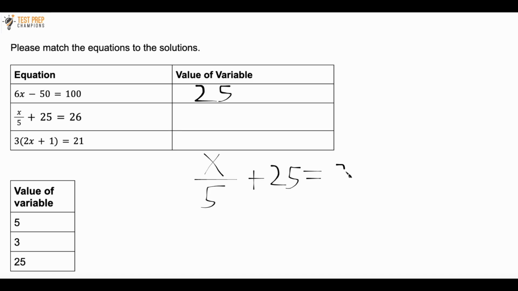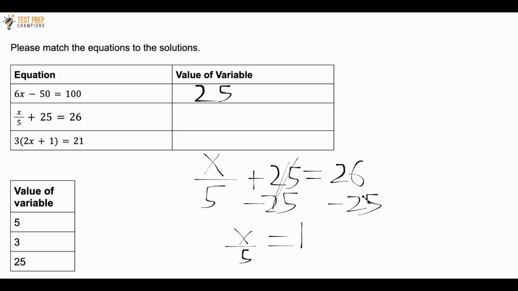And I'm going to start this by first getting rid of the 25. Okay, so I'm going to start off here by subtracting 25 on both sides. When I do this, I see that 25's cancel out over here on the left, and I'm going to get x over 5 equals 1, because 26 minus 25 is 1. So I have x divided by 5 equals 1.